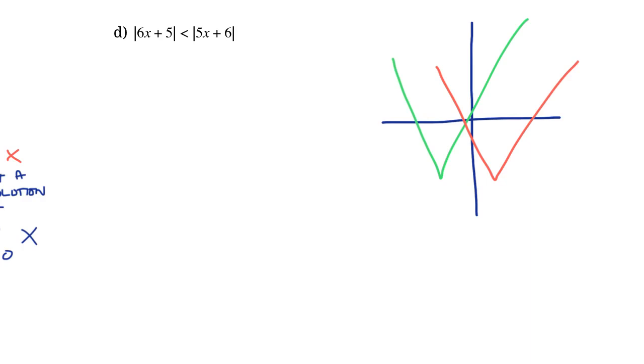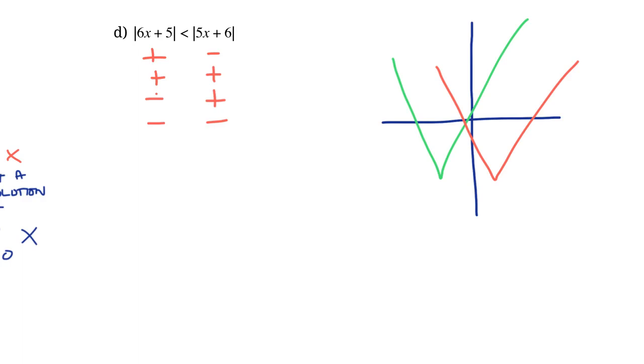It gives us the case where this one is positive and this one is positive, the case where this one is positive and this one is negative, the case where this one is negative and this one is positive, and the case where this one is negative and this one is negative. So it essentially gives us four separate cases we have to check, because there are basically four possible intersections of these lines.